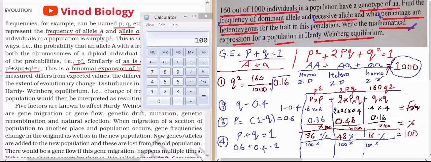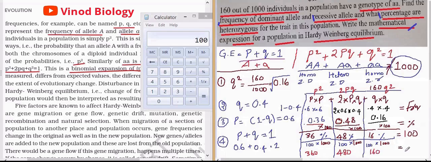Don't take 1000 in every question. Suppose it's 350; you have to take 350 here instead of 1000. Then the answers will come: with 1000, this value will be 360, this is 480, and this is 160.